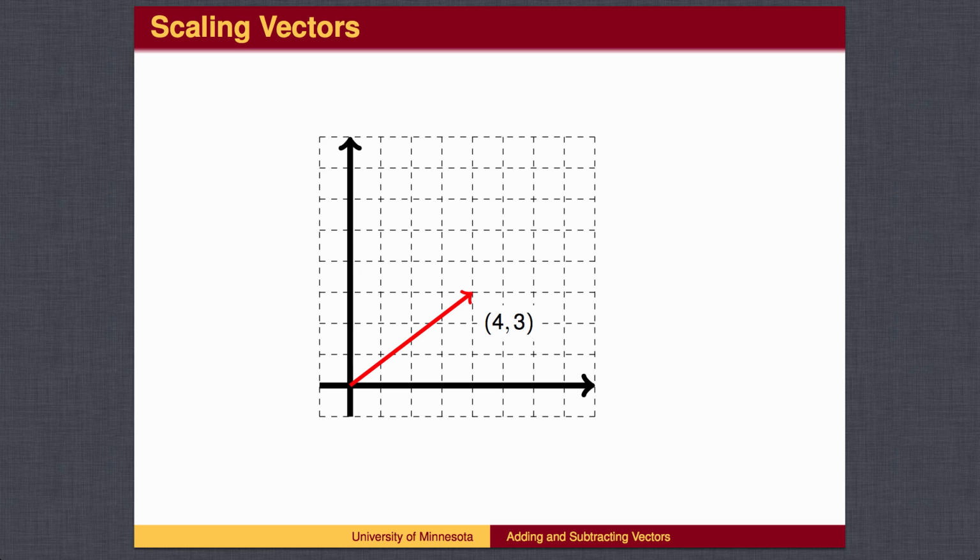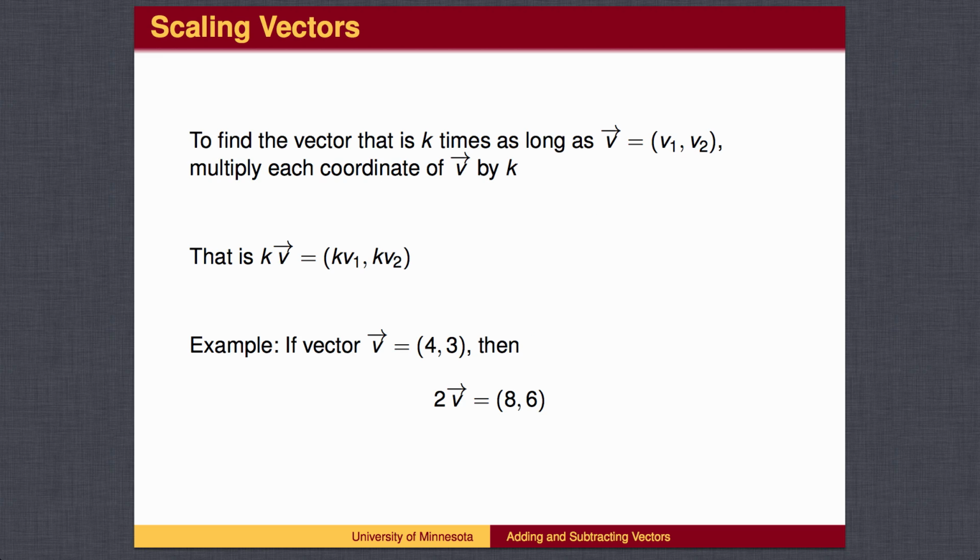To make the vector (4, 3) twice as long, all we have to do is double each coordinate. 2 times the red vector is the blue vector. Mathematically, to scale a vector by a factor of k, multiply each coordinate by k.